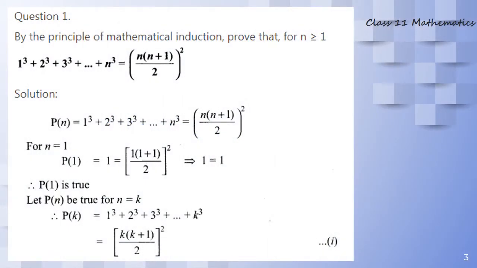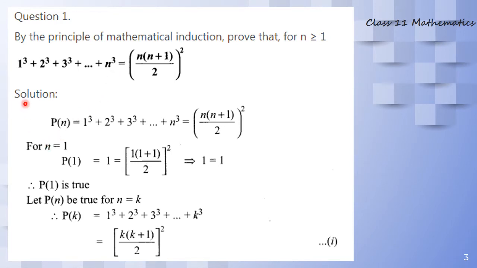By the principle of mathematical induction, prove that for n greater than or equal to 1, that is small n belongs to capital N, the natural number system, we want to show that 1 cube plus 2 cube plus 3 cube, and so on, up to n cube, is equal to n into n plus 1 by 2, the whole square. This is one of the cubic formulas, the sum of the first n natural numbers raised to the power 3.